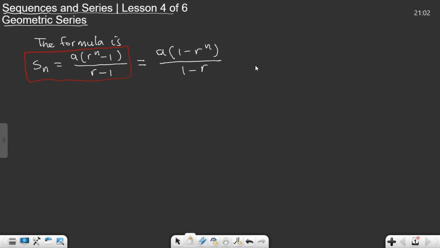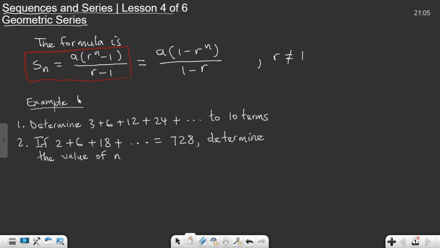And R must not be equal to 1. You get that? If you have R equal to 1, you're going to end up having division by 0, which is undefined. And R, the common ratio, cannot be equal to 1 because you'll be multiplying by 1 and then you still have the same thing over and over. I don't know if you are getting that. Okay, let's do some examples.